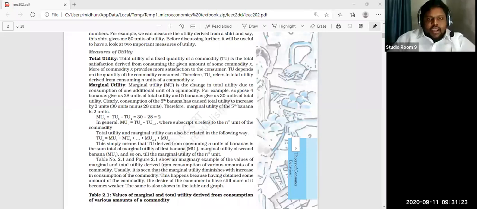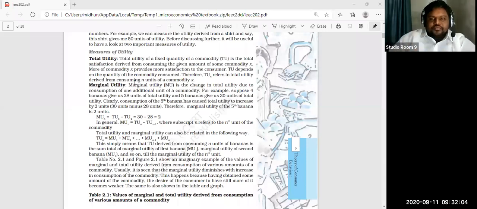So marginal utility, MU, is the change in the total utility due to consumption of one additional unit of a commodity. Okay, so it is the change in the total utility of a product by adding an additional unit of the same commodity. Total utility we know that, plus one more, what will happen to the satisfaction level? That is marginal utility. We know that marginal utility is diminishing. The satisfaction level always will reduce or diminish if you are adding the products again and again.